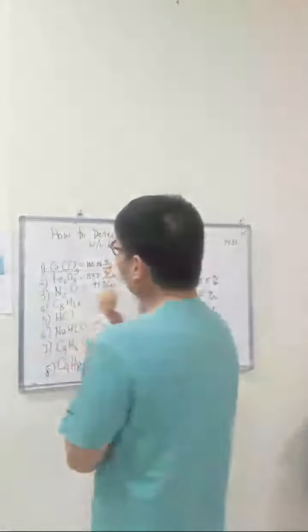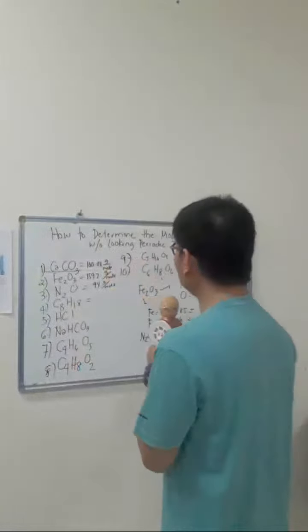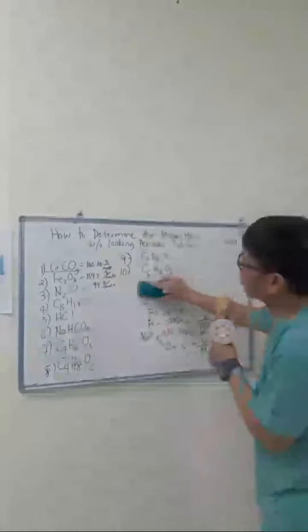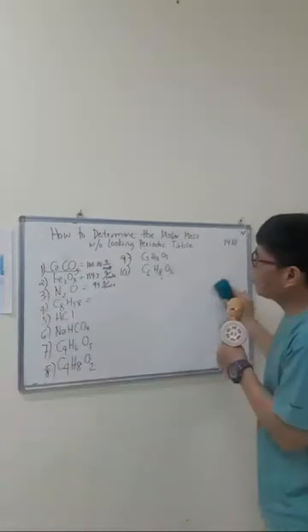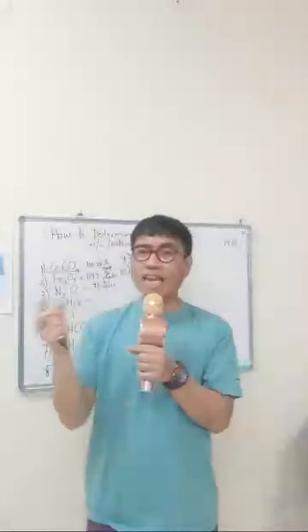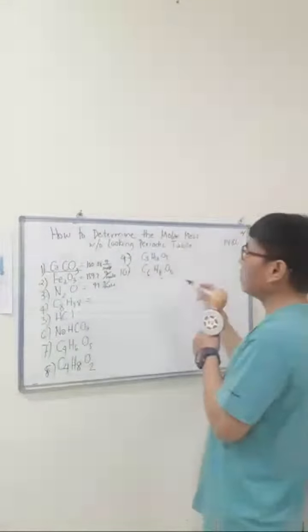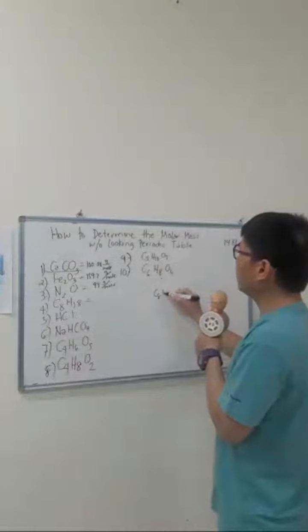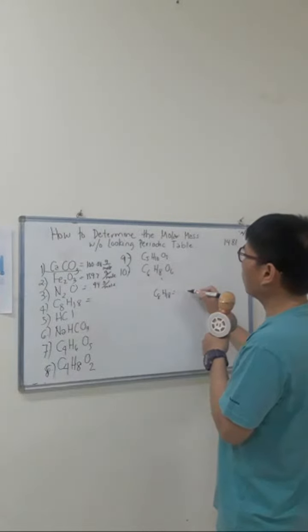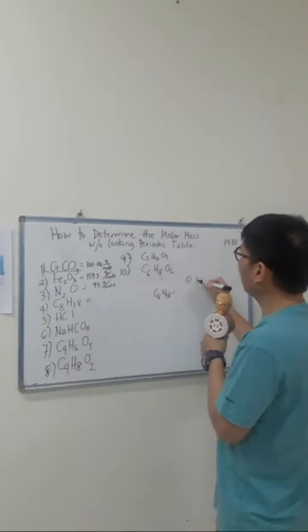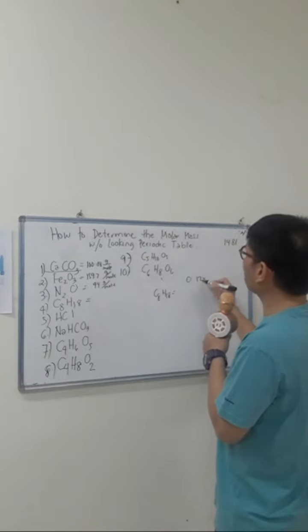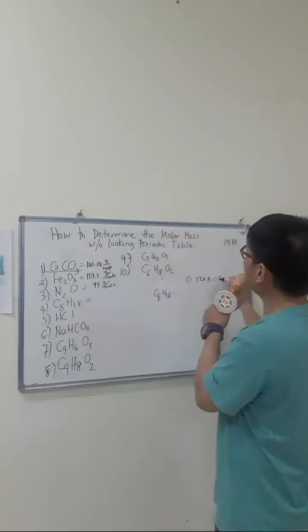Now number 4, gasoline. Without gasoline, our cars will not move, right? We cannot reach our destination. So it's very important to note also this octane family of hydrocarbons. Gasoline is C8H18, so carbon is 12 times the subscript 8, which equals 96 grams per atom.